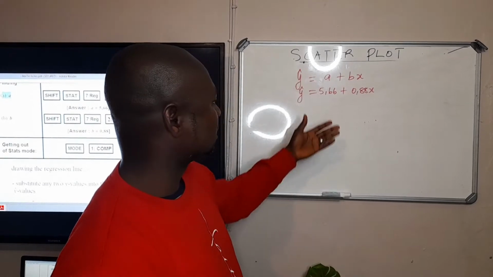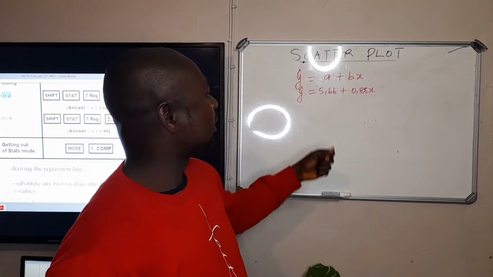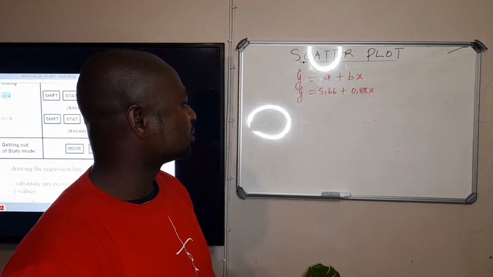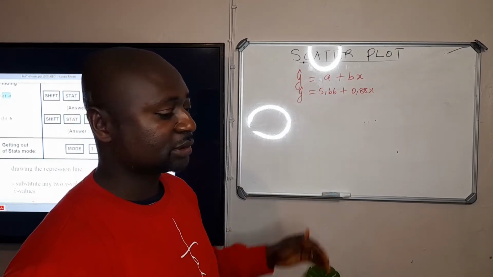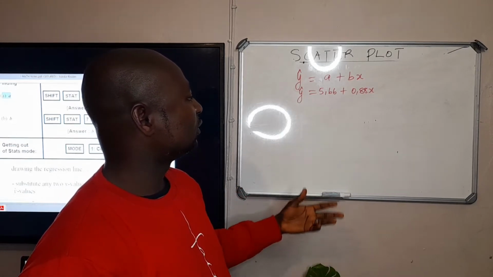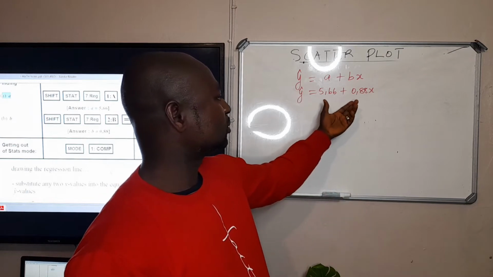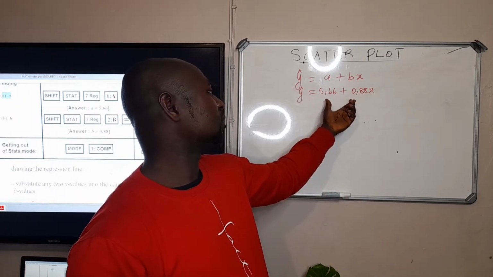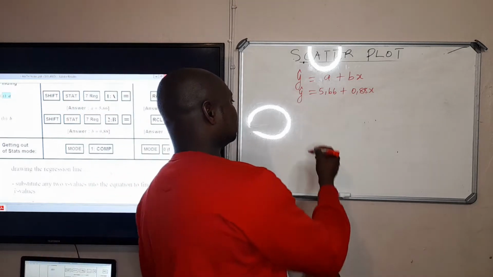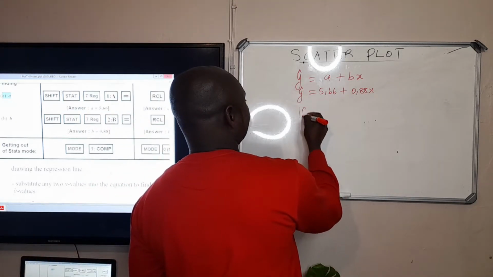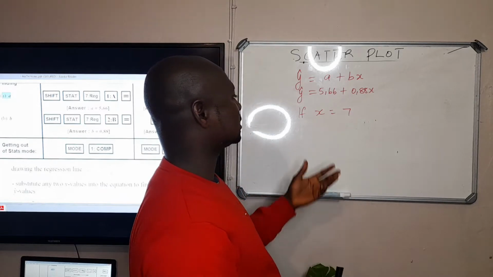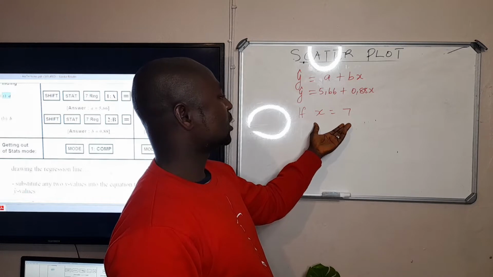Boys and girls, welcome back once again to our lesson. Like we ended on the equation of the least square regression line, how to plot it in the data and draw the line of best fit. Now, on the same vein, they can ask you to use the equation of the least square regression line to predict what will happen. For instance, let's say they give you x is equal to 7, and they ask you to predict the value of y.